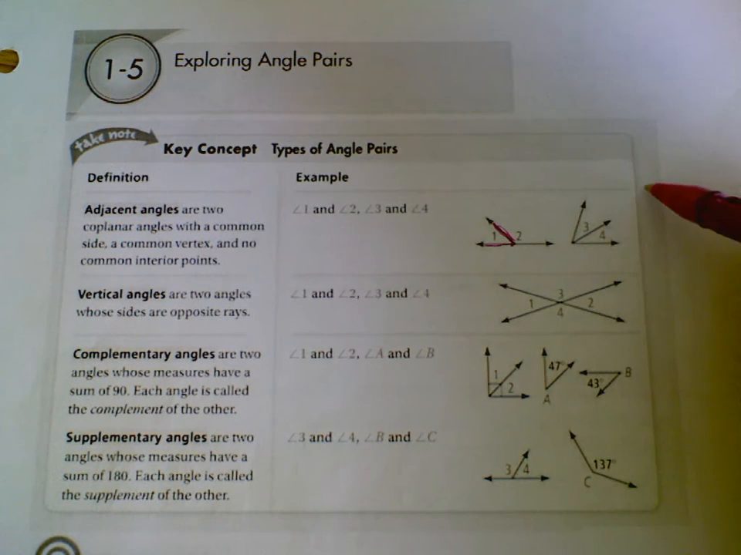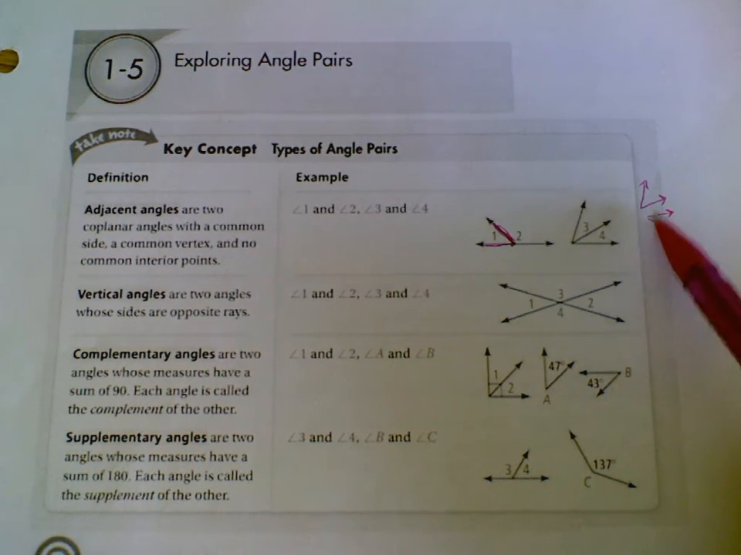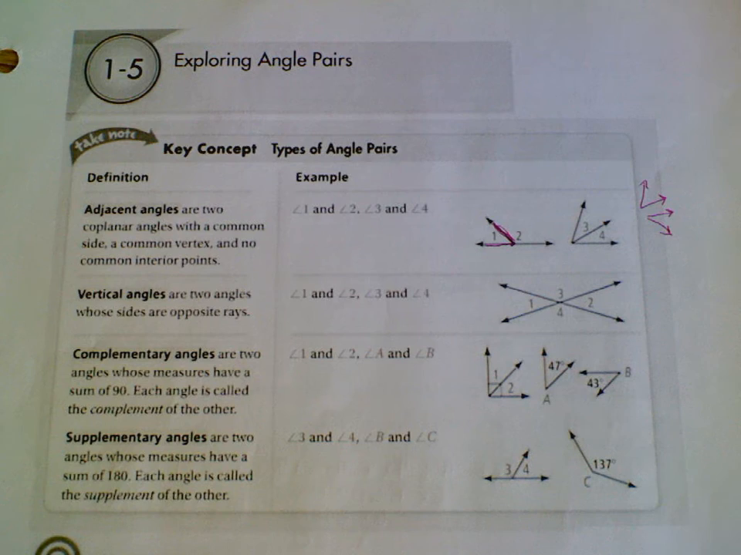So an example of adjacent angles that would not work would be when they are more like that. Notice how they don't share that side or that common vertex. So that's what makes them not adjacent.